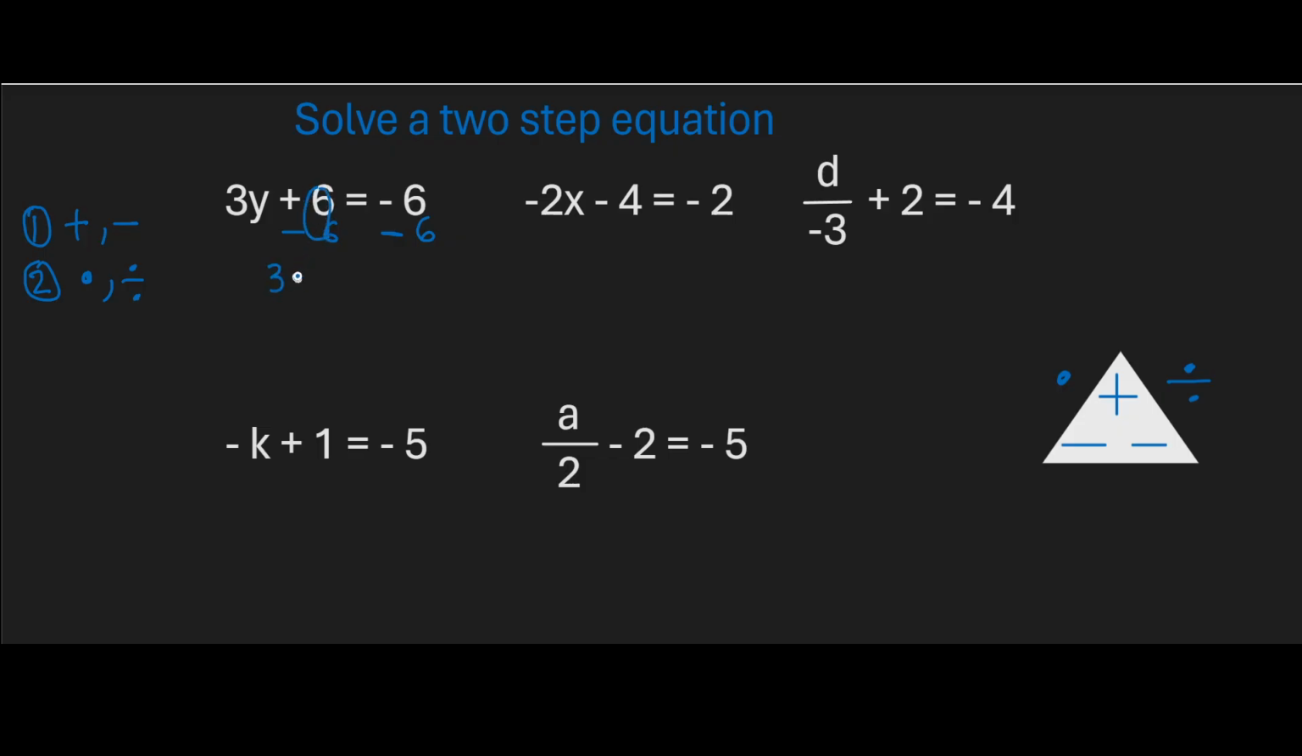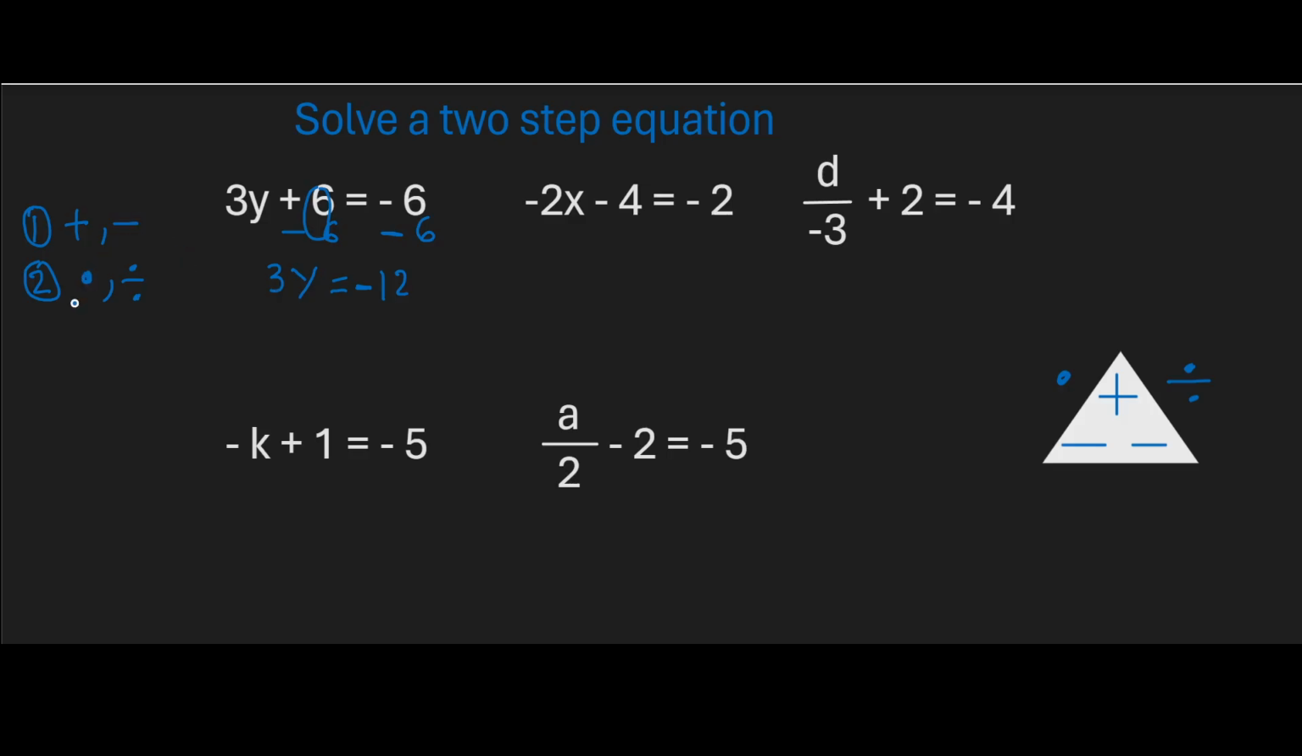And that's how we get 3 times y. All of this will be equal. And can you see that they have the same sign? Add it up and keep the sign. That is step one. We subtract.